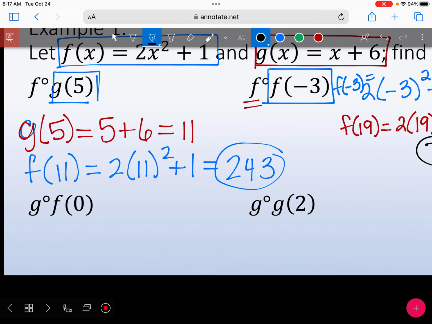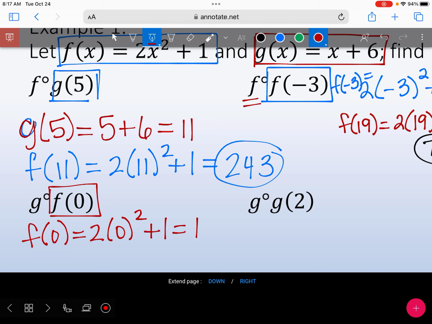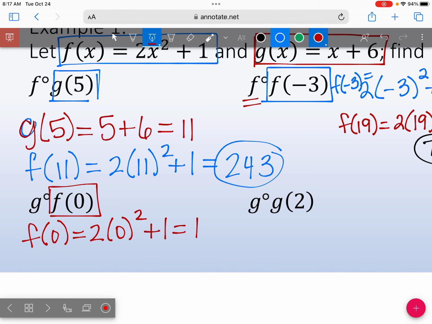So for our next 2, we're going to start by putting in a 0 into what function? Which function am I starting with? F. So let's find F of 0, which should be 1. And then you're going to find G of 1. And your final answer should be 7. All right, try to do that last question by yourself, and I'll put up the answer shortly.